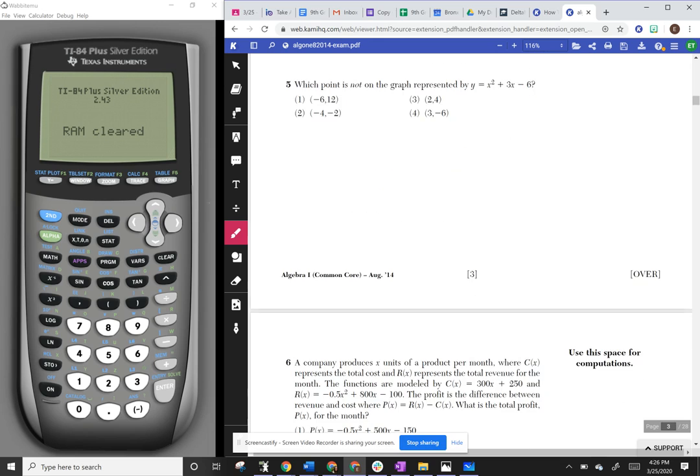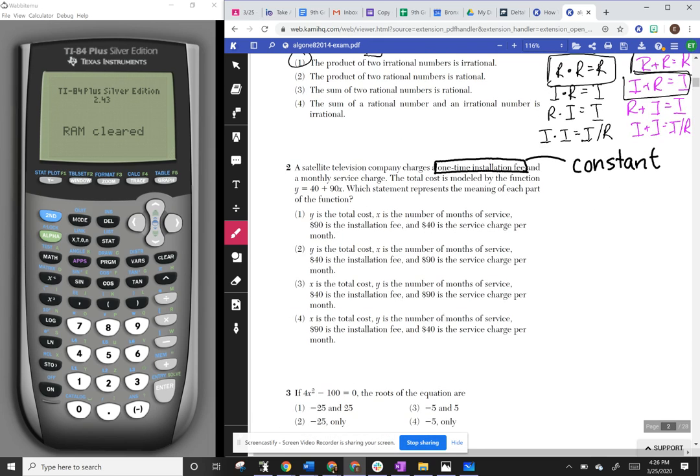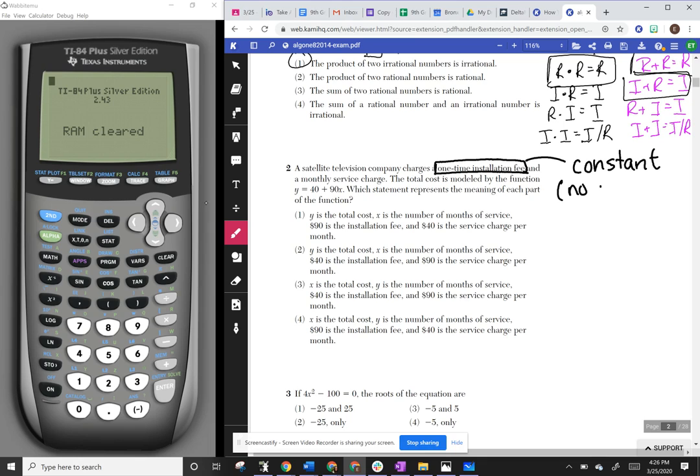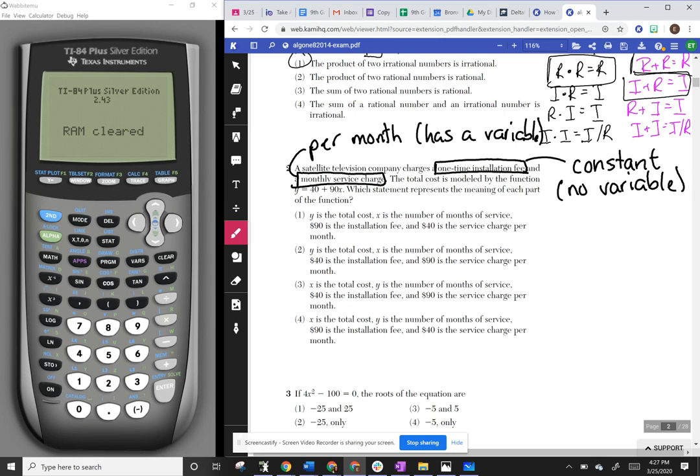right? And our constant has no variable. Okay. And there's a monthly service charge, right? So this is going to be per month. Therefore, it has a variable. So that should help when we read through these options.